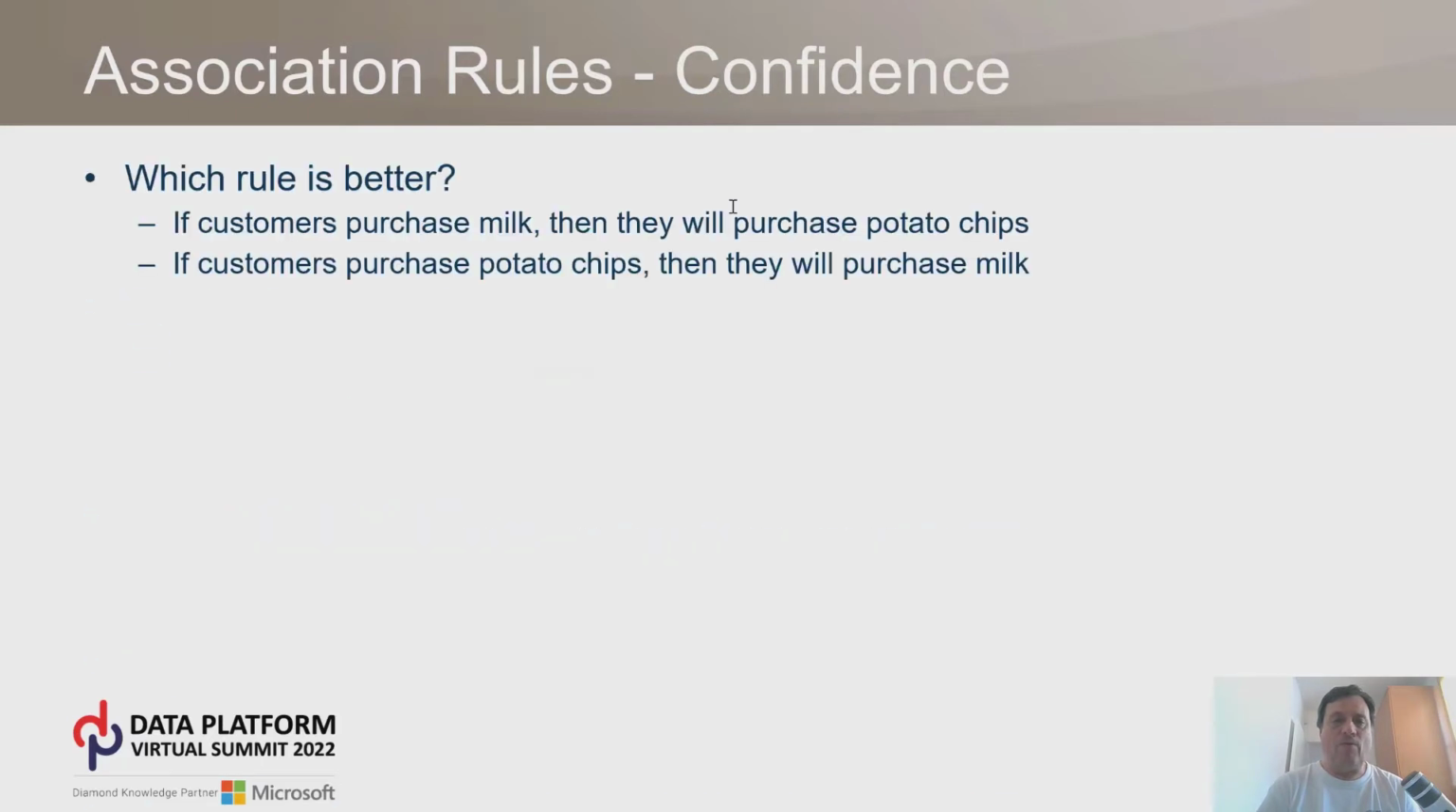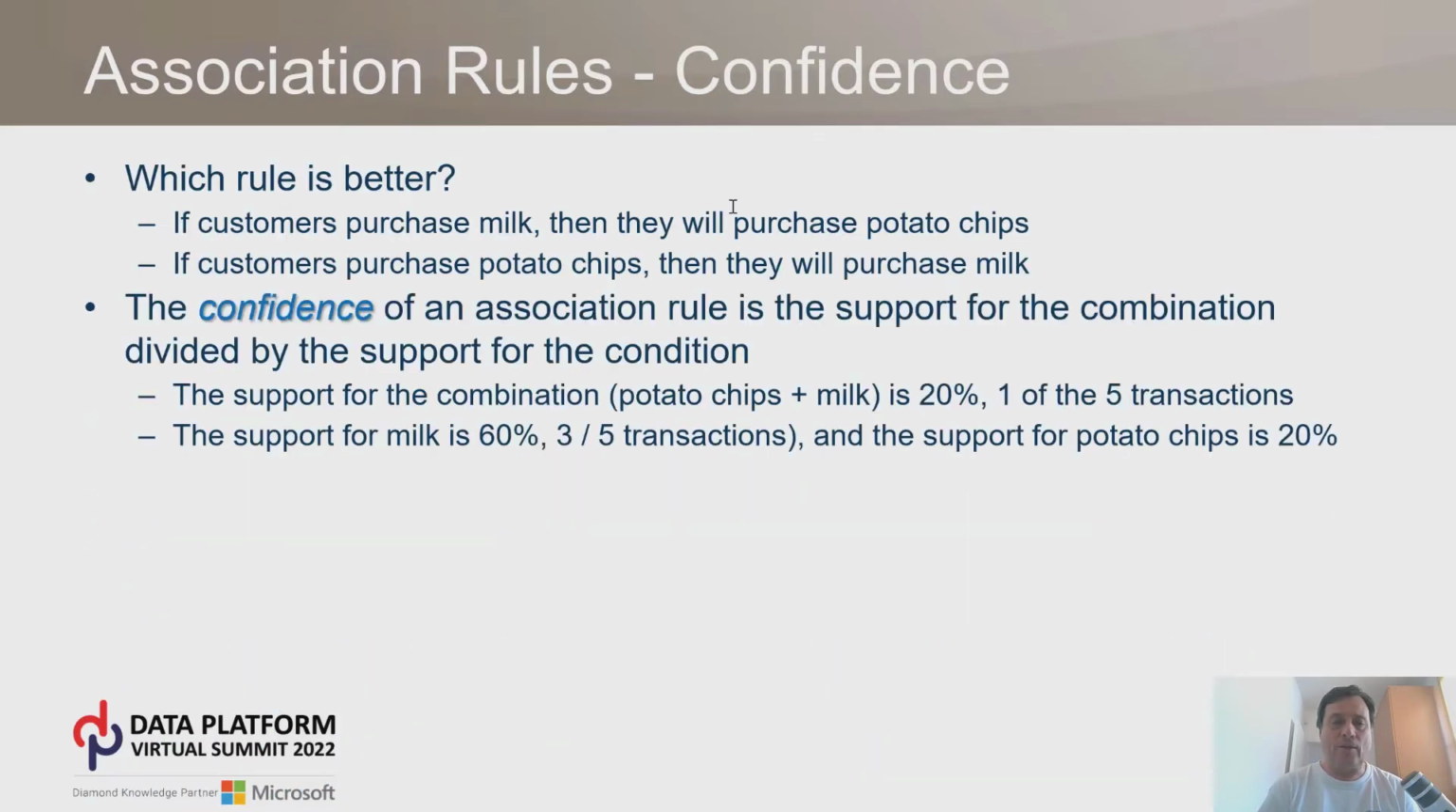So let me now define the next measure and call it confidence. The confidence of an association rule, please note that now I'm talking about rules, not item sets, is the support for the combination divided by the support for the condition.